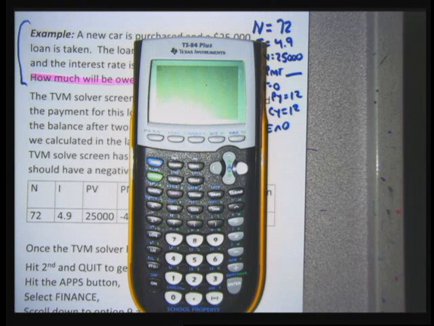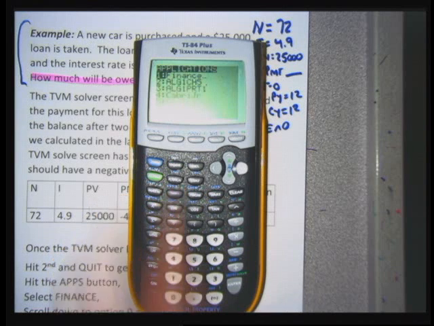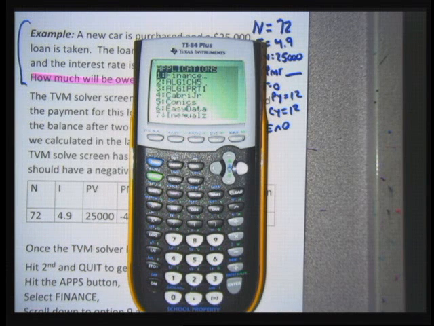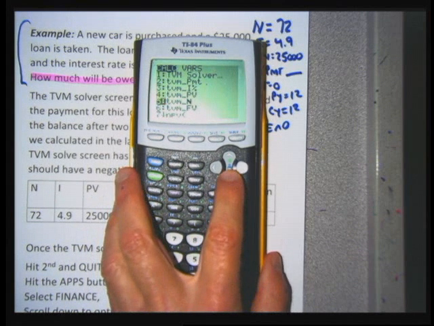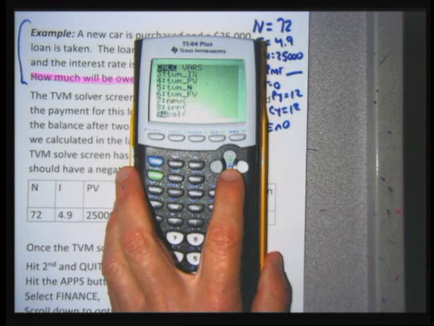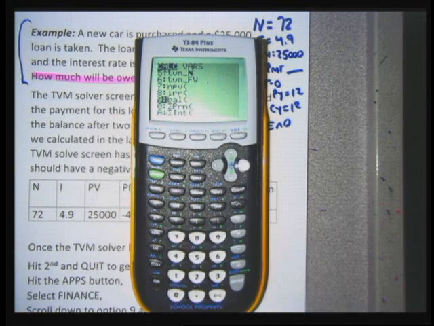Now we're going to tell my calculator to figure out a balance. My calculator has a feature to figure out a balance, but it's hidden. To find it, first you hit the apps key. Second, you hit enter on finance. But I don't use the TVM solver. The TVM solver won't do balances. What I do is I arrow down, and I keep arrowing down until I get to the thing that says BAL. So there is BAL.